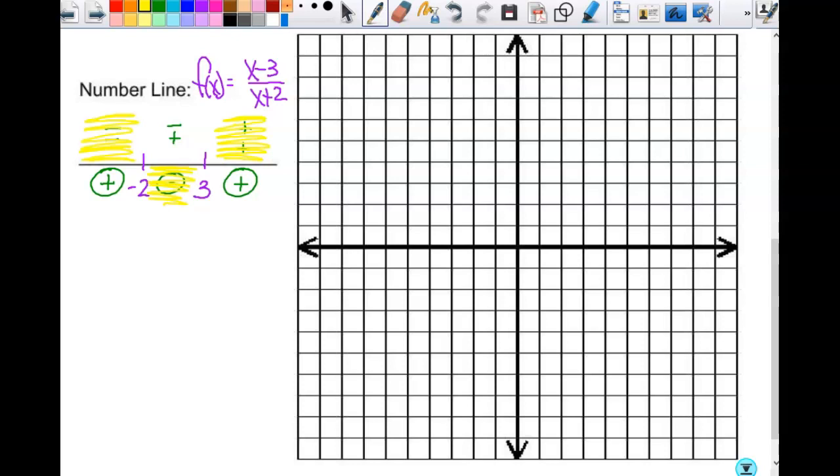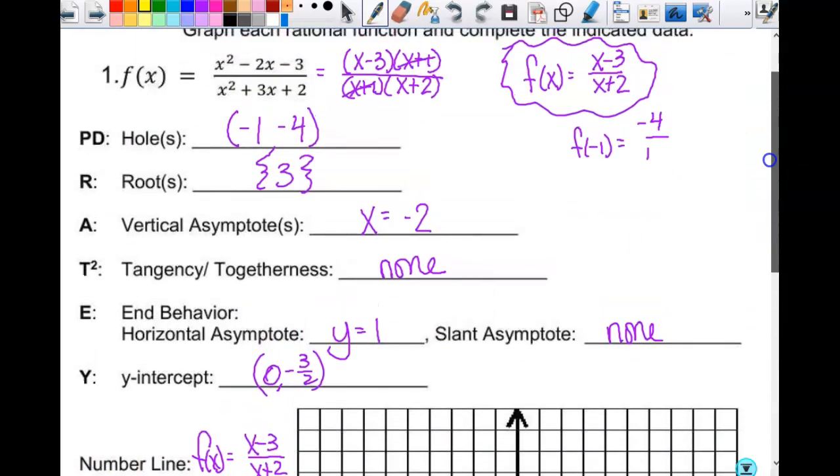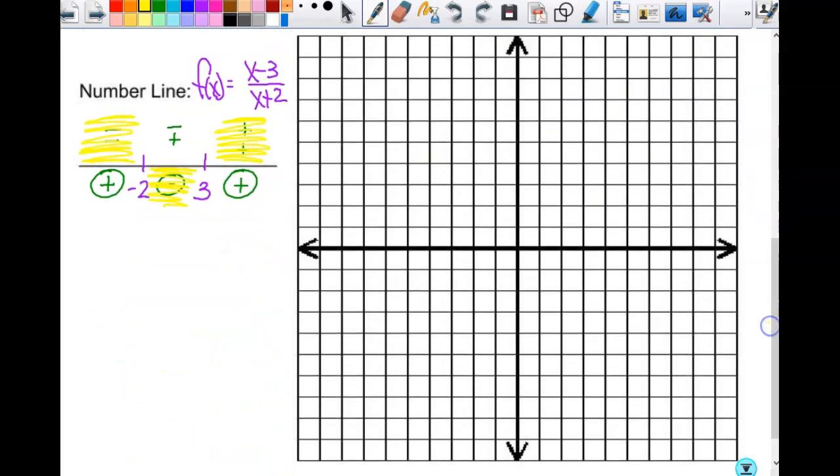Now we're going to go back and graph some of the things that we know. I don't know where my paper went. Dang it. Okay. So I'm going to have to scroll up and down, I guess, because I don't have my paper to look at. I have a hole at (-1, -4), and then a root at 3. So (-1, -4) is a hole. I have a root at 3.